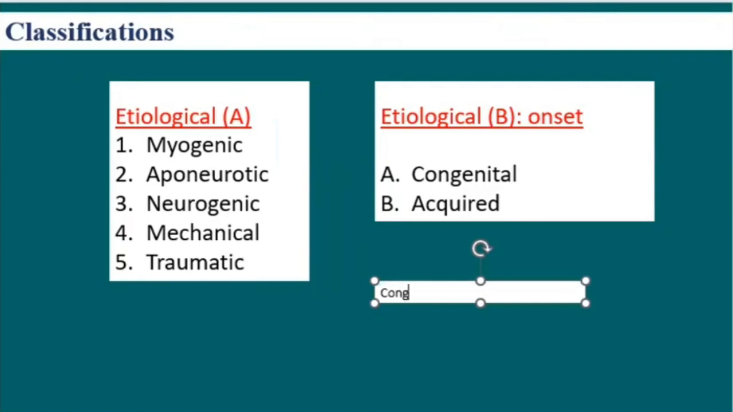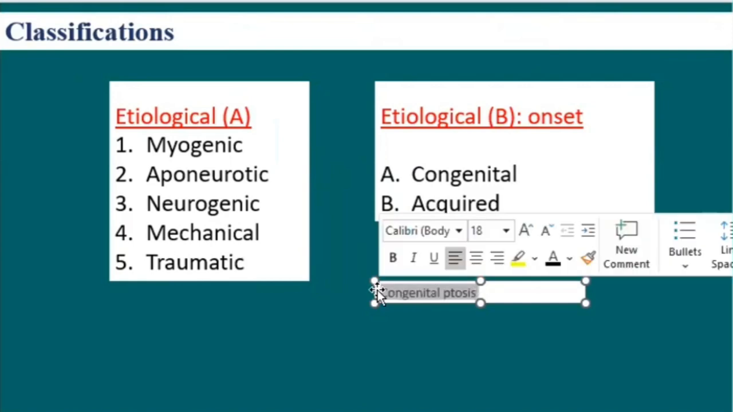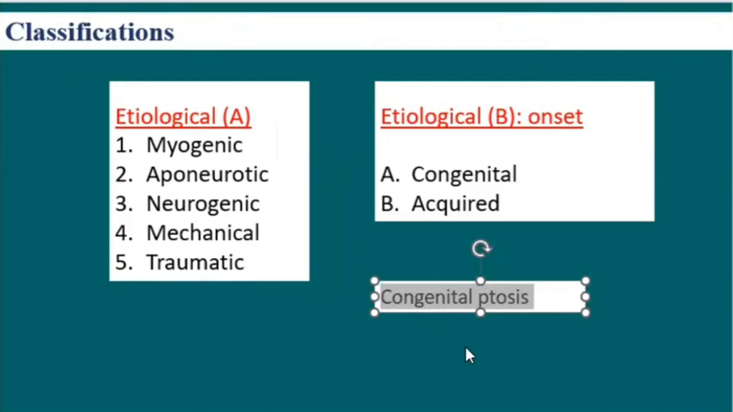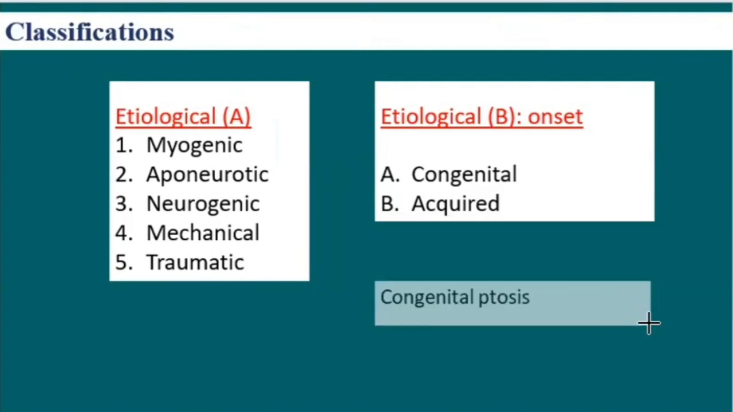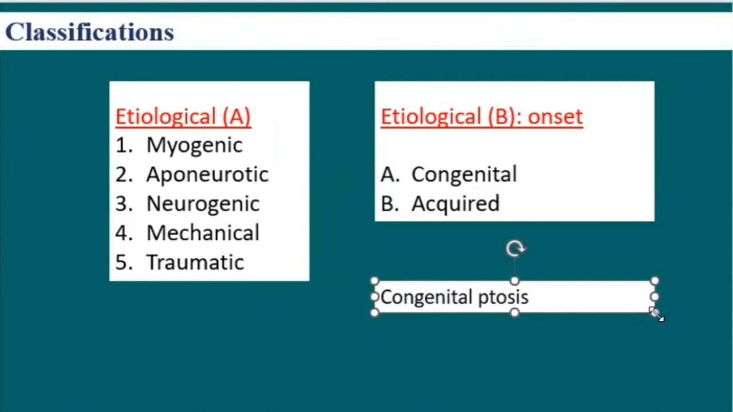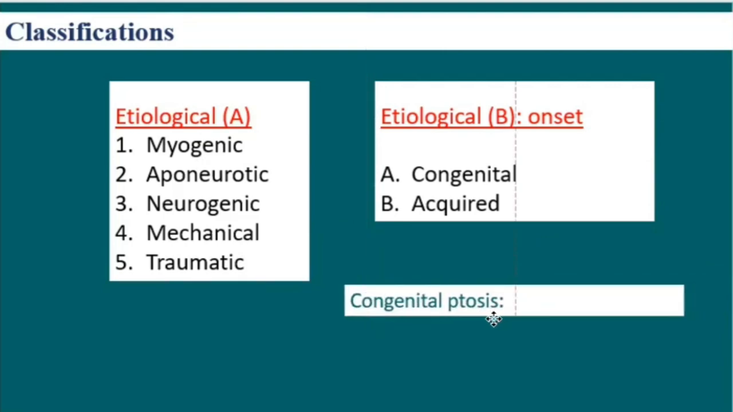Suppose we are now talking about congenital ptosis. A common scenario: a child born with ptosis, or parents notice drooping of one or both upper eyelids since birth or shortly after birth. What do you think? Is it myogenic, aponeurotic, neurogenic, mechanical, or traumatic? Aponeurotic. The levator palpebrae superioris aponeurosis is either not formed or non-functional. It's a good try. Good try is another way to say try again.